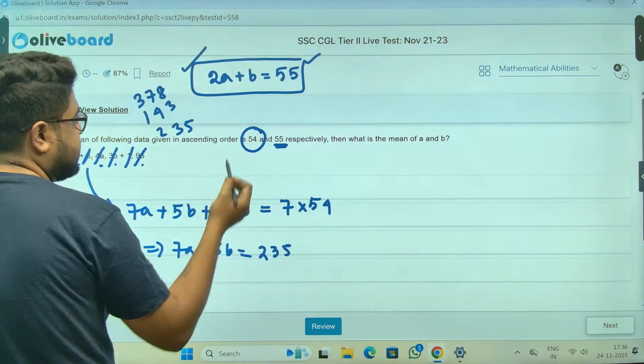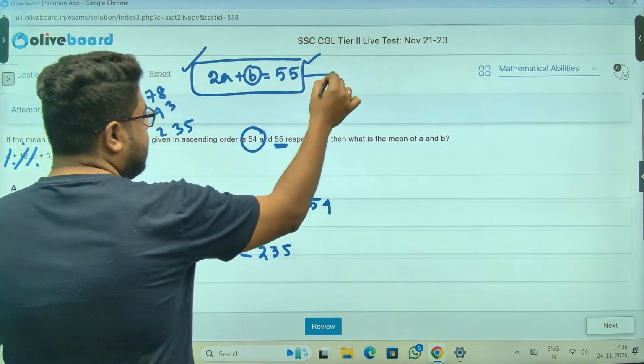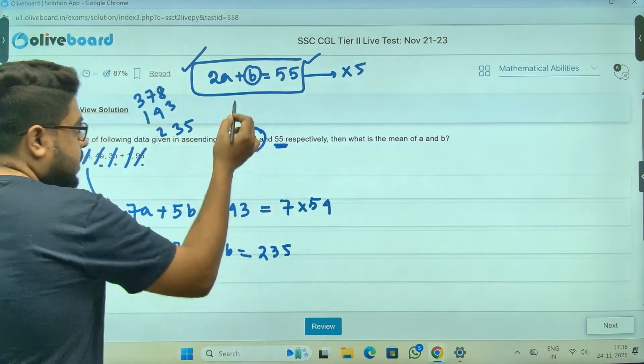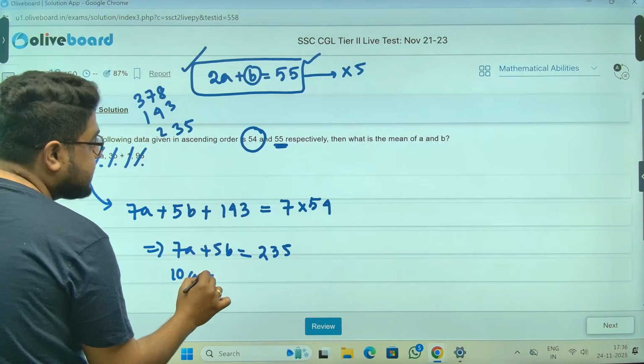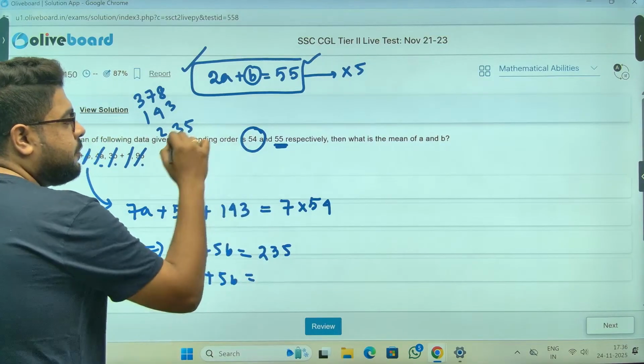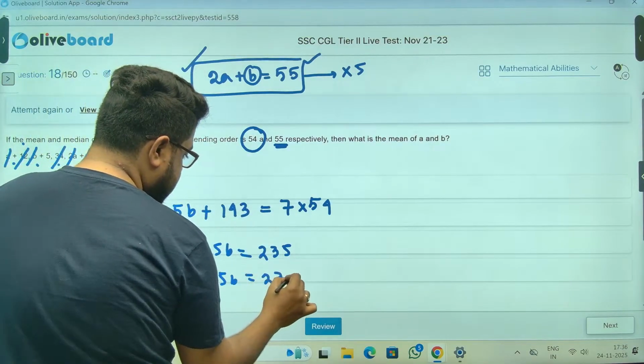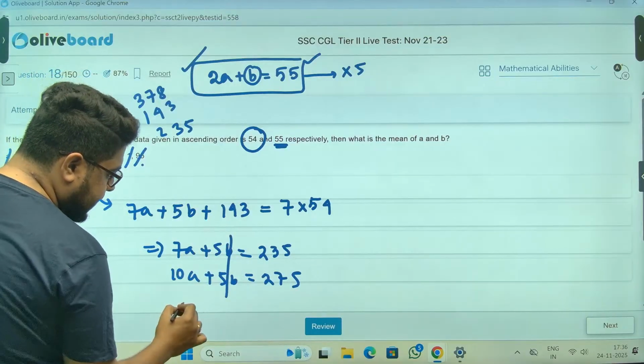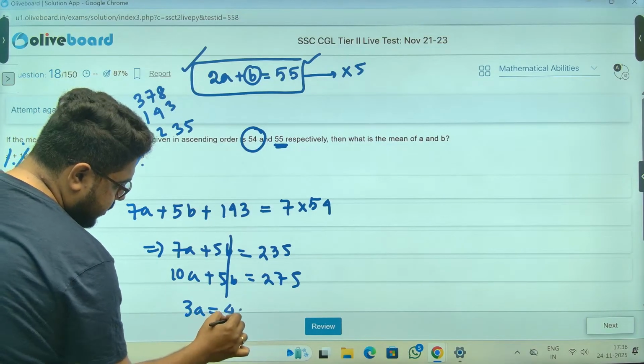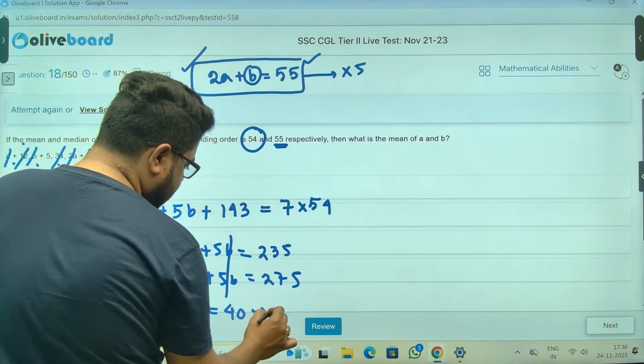The other equation is this. Multiply this by 5, sir. I'll calculate, sir. 10A plus 5B is equal to 55 to 75, sir. So this cancels, 3A is equal to, sir, 40. A is 40 by 3.